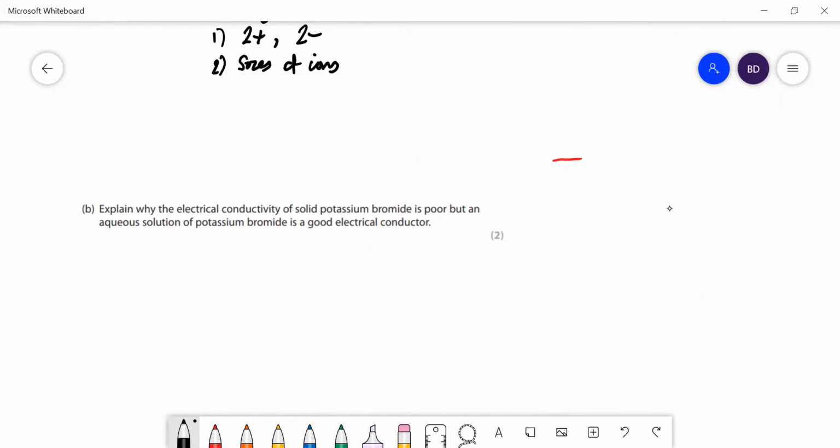Explain why the electrical conductivity of solid potassium bromide is poor. Of course, when it is a solid, the ions are in fixed positions in an ionic lattice. They can't move. But when it's melted, the ions are free to move and carry the current.